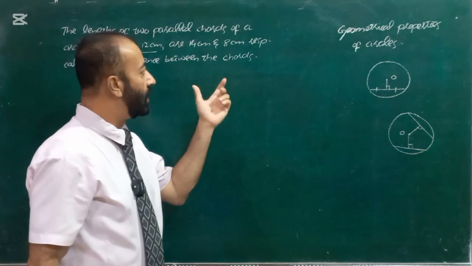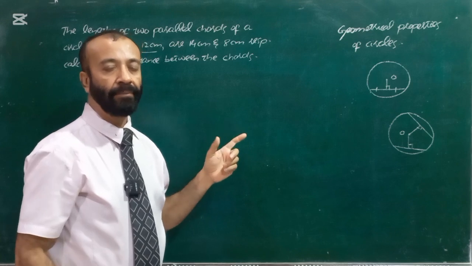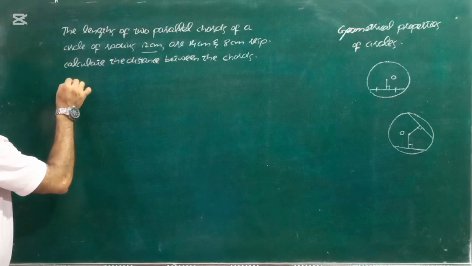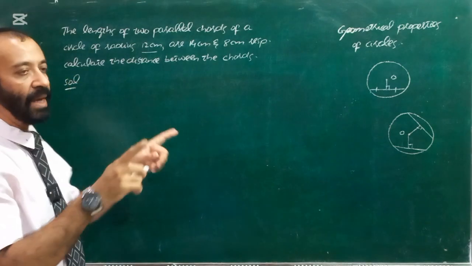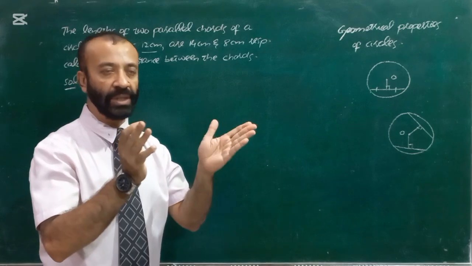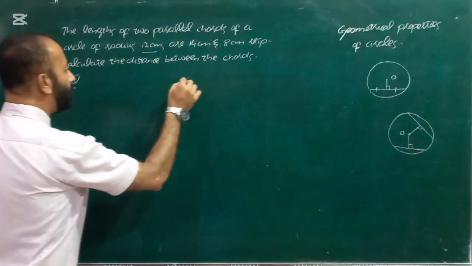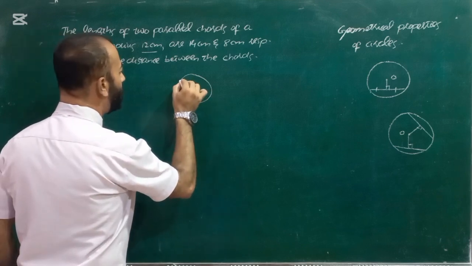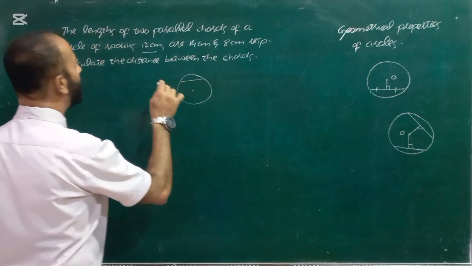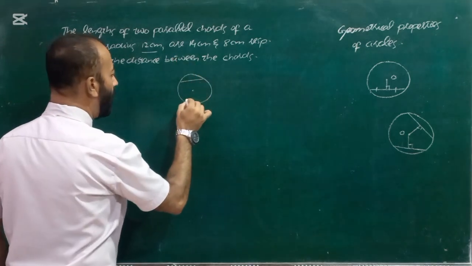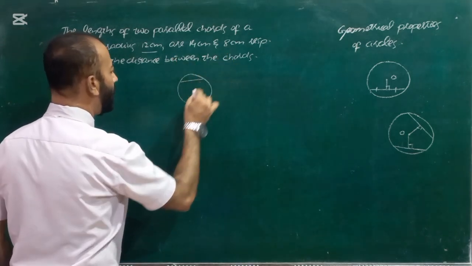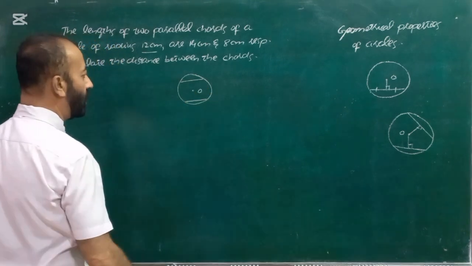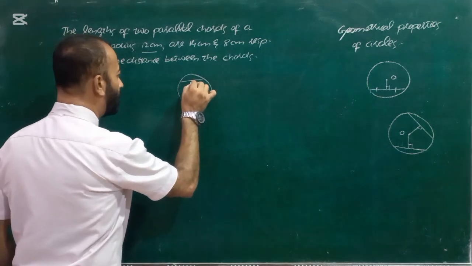Okay, from this statement, we can see there are two cases. Because it is not given, either the chords are on the same side of the origin or on the opposite side of the origin. So look now. Here will be two cases. Here is the origin. Suppose here is one chord that is 14 centimeters, and here is the other chord that is 8 centimeters. So suppose they are on opposite sides of the origin.